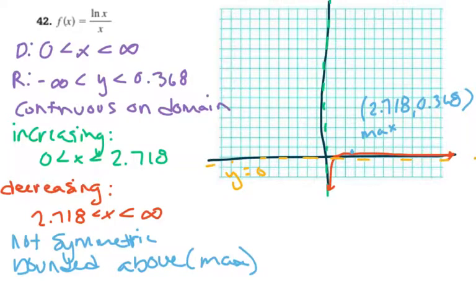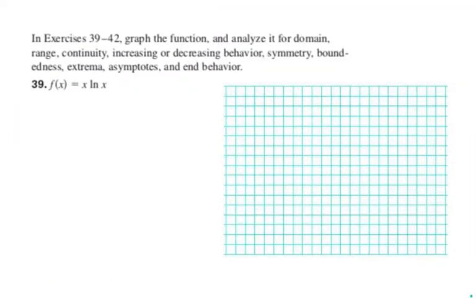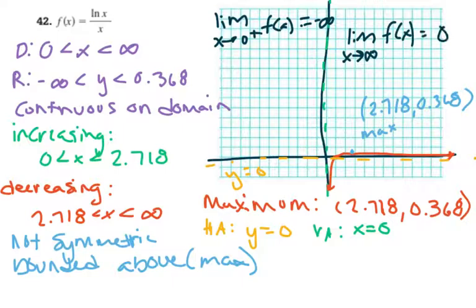Alright, then we're looking for extrema, and of course we have a maximum value, a local maximum at 2.718 and 0.368. It has asymptotes, lots of them. Okay, so we've got a horizontal asymptote at y equals 0 and a vertical asymptote at x equals 0. And then we get to identify our end behavior. So let's see, the limit as x goes to 0 from the right of the function is negative infinity. And then the limit as x goes to infinity of the function is 0 for that asymptote.